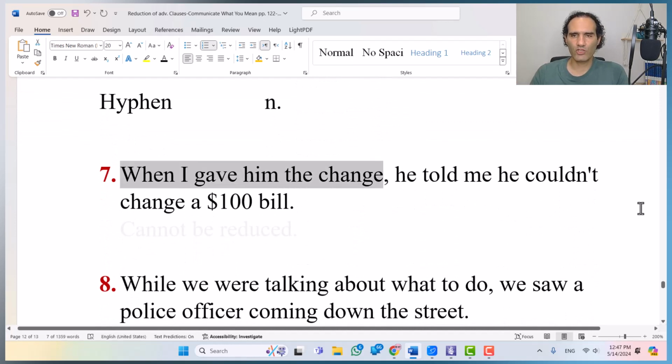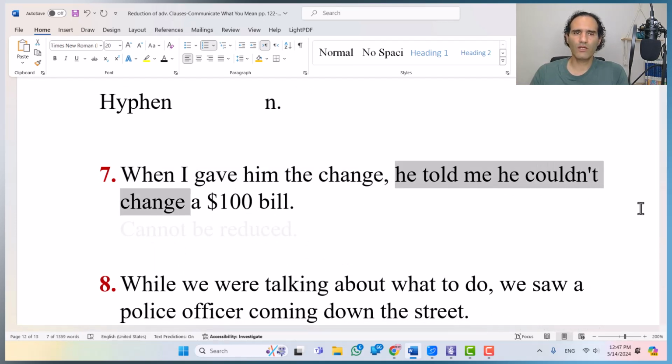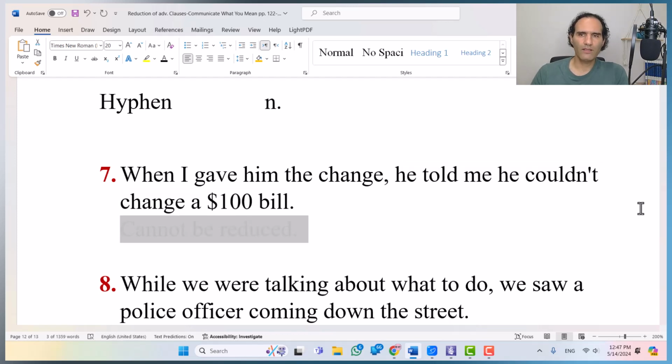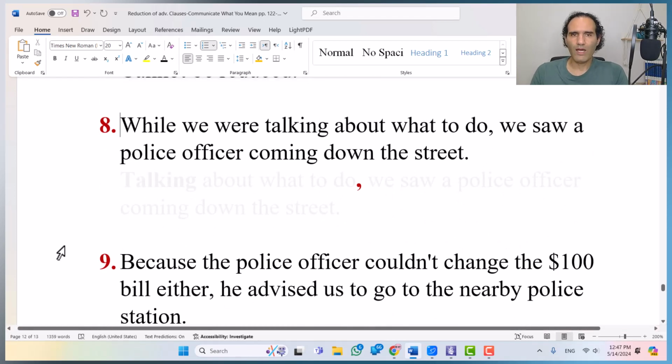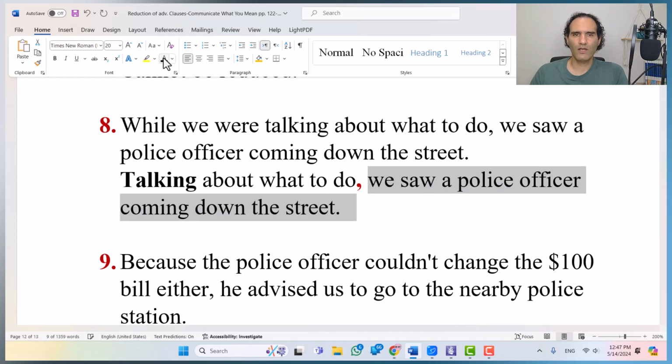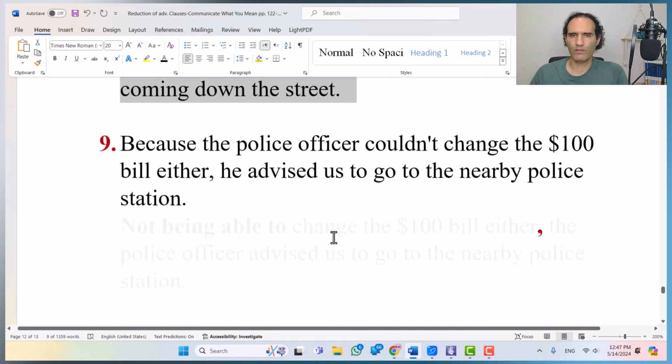When I gave him the change, he told me he couldn't change the $100 bill. So, can this one be reduced? No, it cannot be reduced. Number 8. While we were talking about what to do, we saw a police officer coming down the street. So, subjects are the same, can be reduced. Talking about what to do, we saw a police officer coming down the street. Okay, and this one also is a reduced adjective clause. We will later talk about it in subsequent videos.